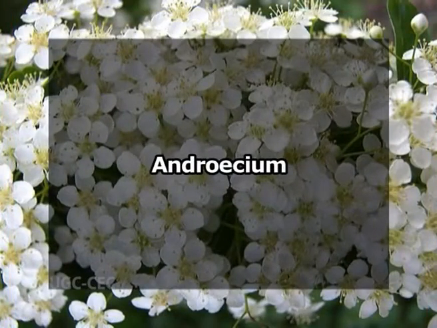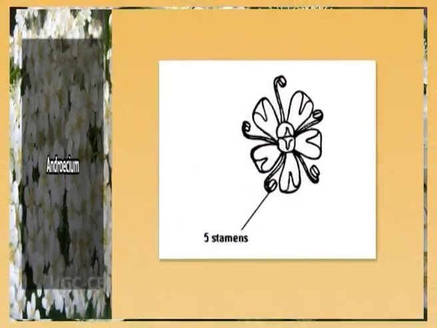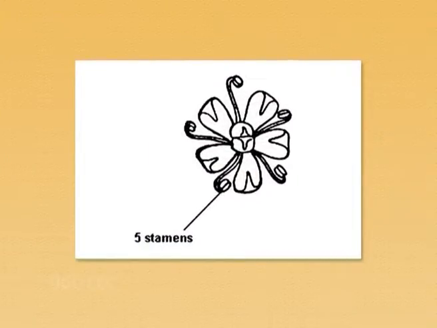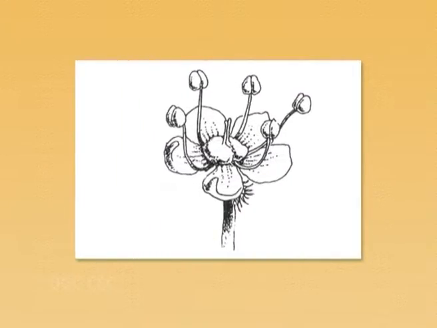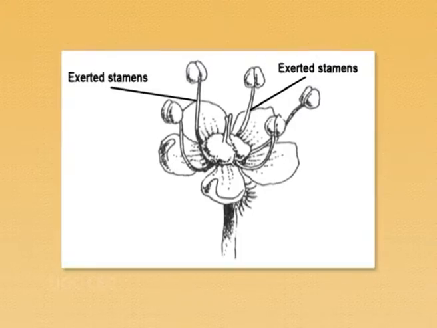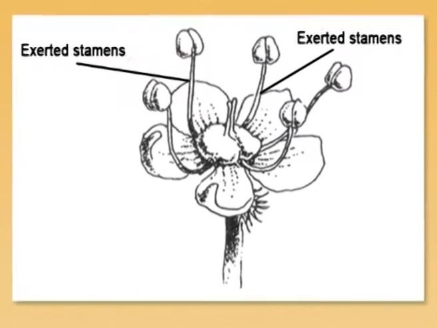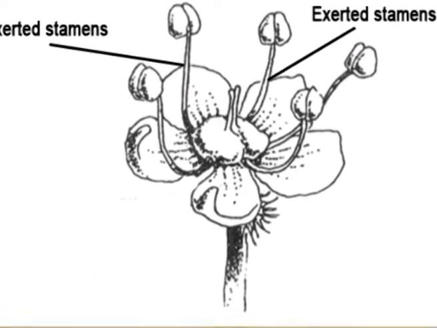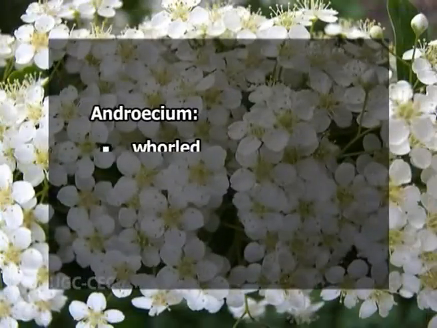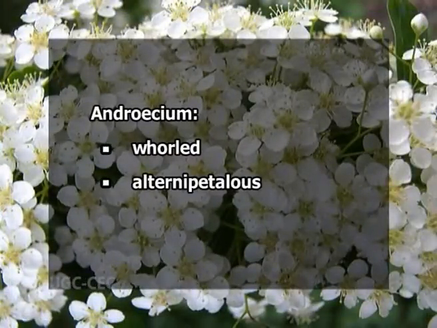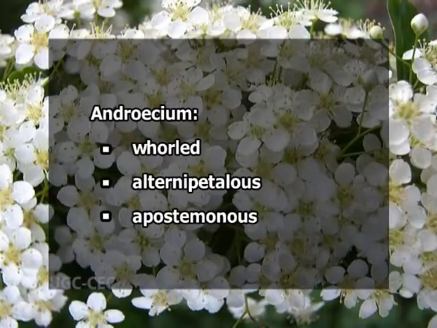Now the androecium, that is the male part of the flower. Androecium comprises 5 stamens which are inflexed in the bud stage. These stamens are exserted. What is meant by exserted? These stamens protrude beyond the perianth when the flowers are open. This is called exserted. These stamens are whorled and they show an alternipetalous arrangement. And they are again apostemonous. That means they are free from each other.